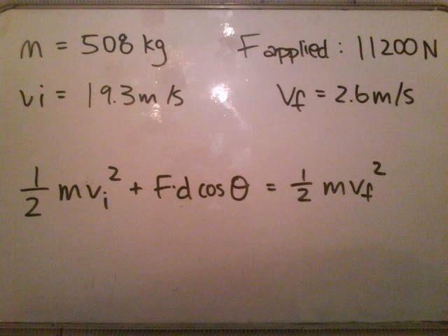We'll replace this equation with a more specific equation, replacing the kinetic energy with 1/2 mass times velocity squared. This is for both initial and final kinetic energy. And we'll replace the work being done with the equation force times distance times cosine of theta. In this situation, the mass, initial velocity, final velocity, the force, and the angle theta are all given.